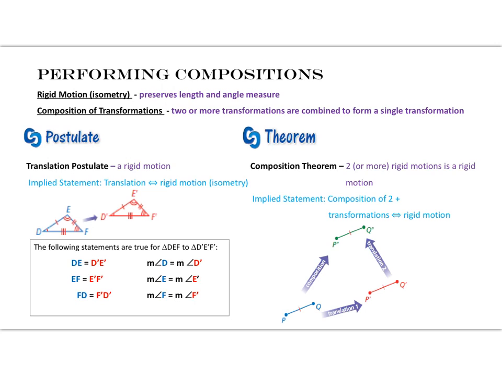And then the composition theorem states that if I have more than one transformation, no matter how many different transformations occur, it's still going to maintain length and measure. So here's a great example. Here's the original, so the pre-image, PQ. It translates to P prime, Q prime, and then it translates again to P double prime, Q double prime. So we consider this final image the composition of two different translations.